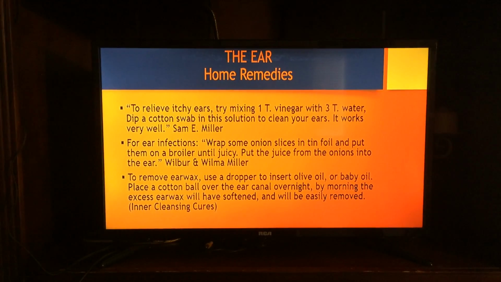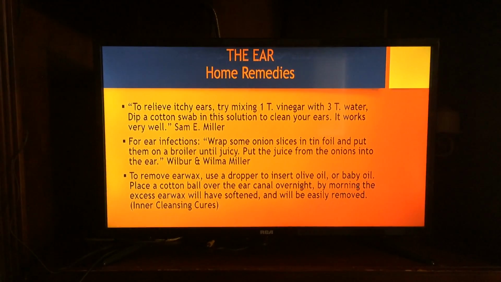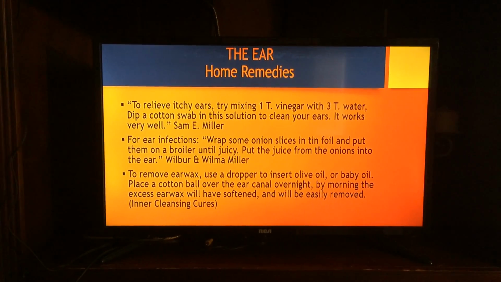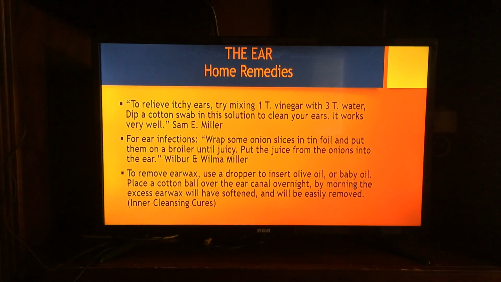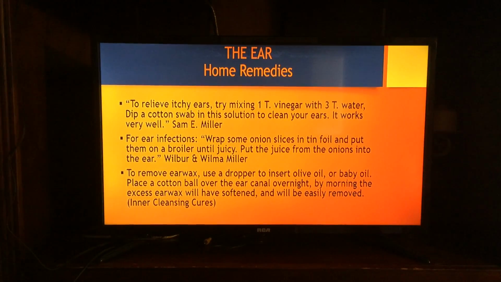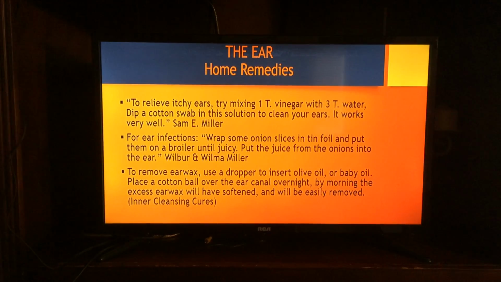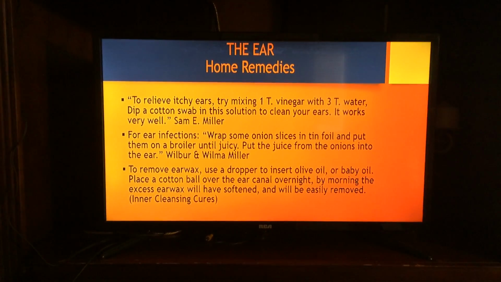A few home remedies of the ear. To relieve itchy ears, try mixing 1 tablespoon vinegar with 3 tablespoons water. Dip a cotton swab in the solution to clean your ears. It works very well, according to Sammy Miller.